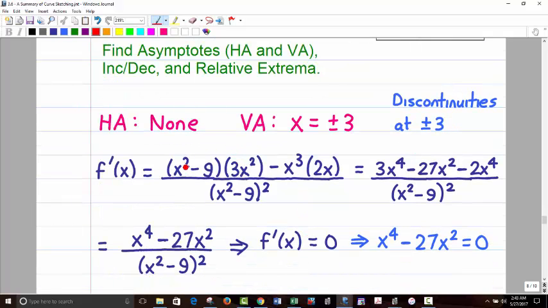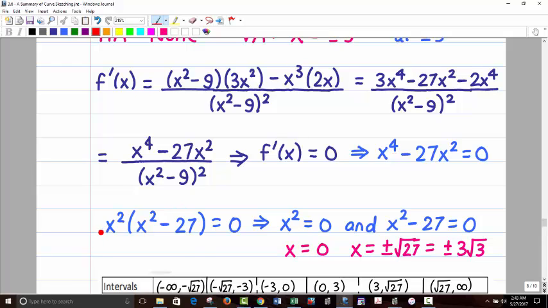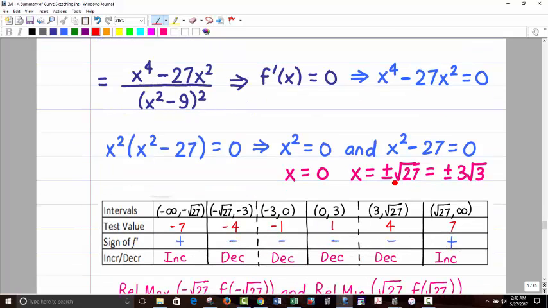Tidy up the numerator, distribute the 3x squared, subtract off 2x to the fourth. You end up with x to the fourth minus 27x squared. So I need to set that equal to 0. As always, only the numerator needs to be set equal to 0. So I factor out an x squared. I have x squared minus 27 equals 0. If x squared equals 0, that means x equals 0. Obviously, there's no such thing as plus and minus 0. But there's certainly a plus and minus square root of 27.